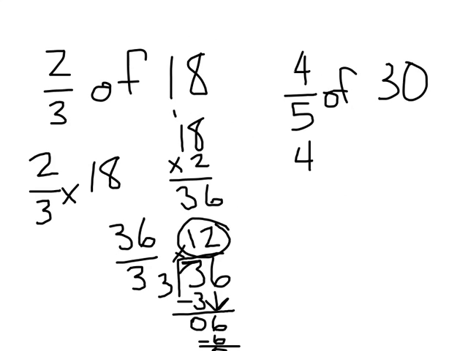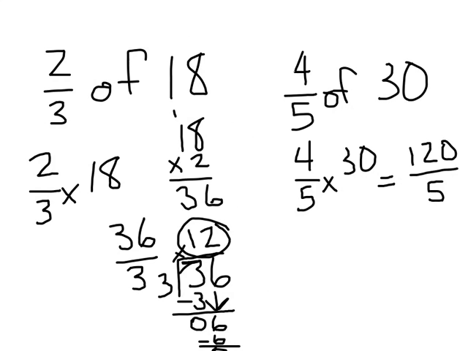I'm going to start by multiplying 4/5 times 30. When I multiply 4 times 30, I get 120, and my denominator stays the same. It's 5. Now, let's divide to change that into a whole number or mixed number. 120 divided by 5. Where should I start my division?